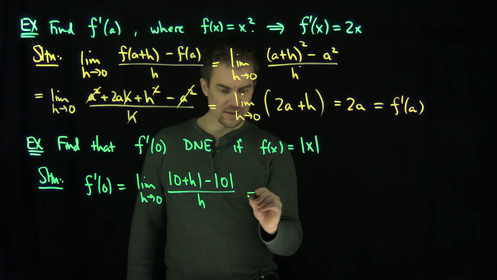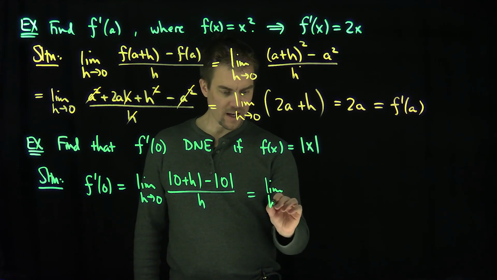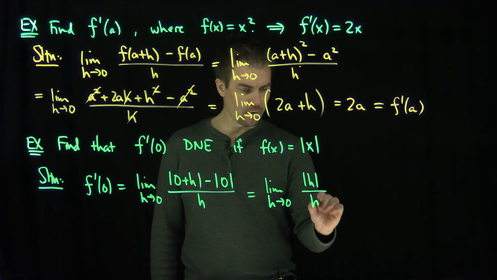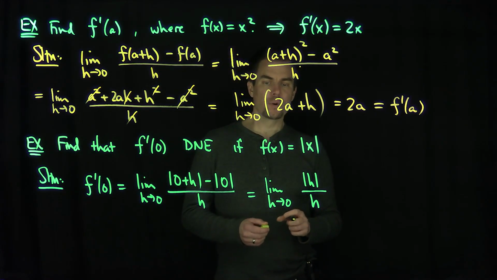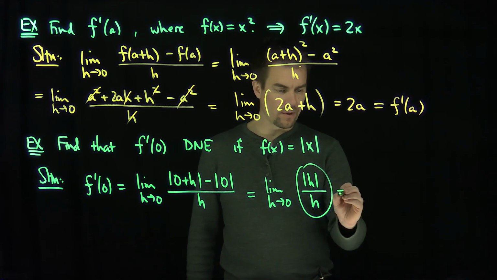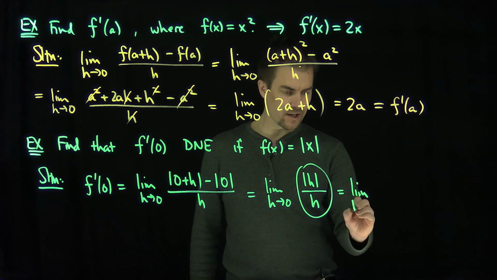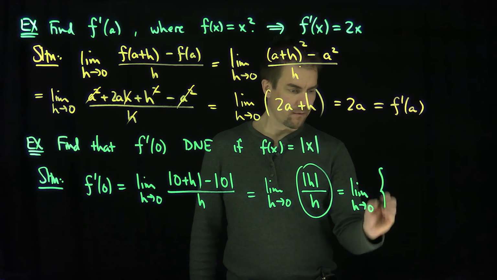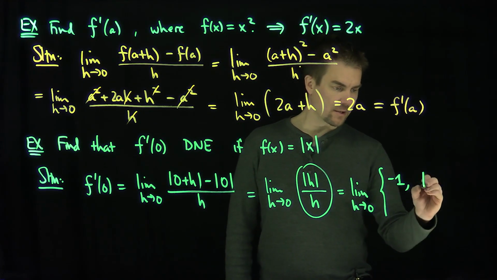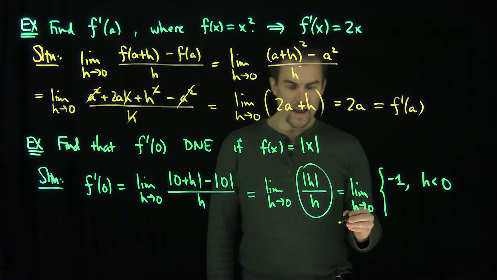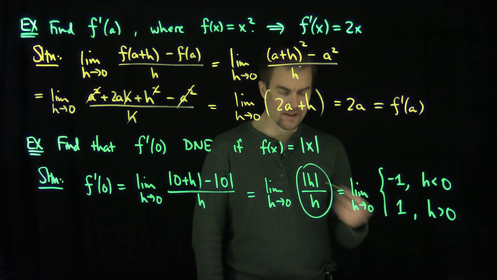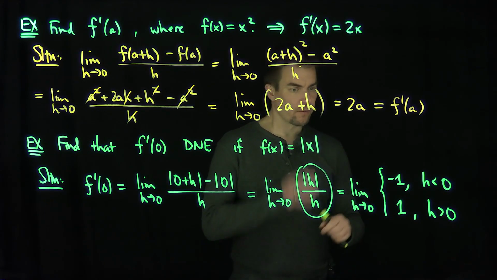So this is the limit as h goes to 0 of the absolute value of h over h. Now, what's important to realize is that the absolute value of h over h is one of two things. This is the limit as h goes to 0 of the function that is -1 if h is less than 0, and it's equal to 1 if h is bigger than 0. It doesn't make sense if h is equal to 0, so there's no value at 0.